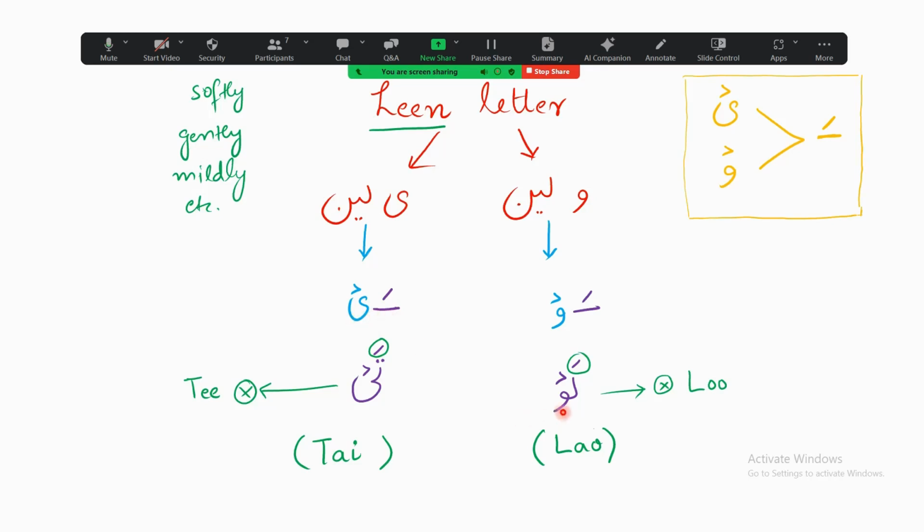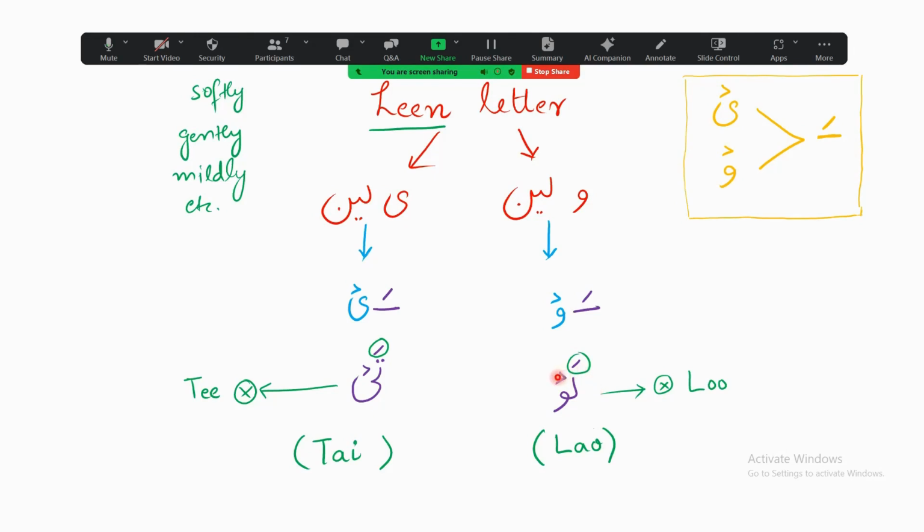Let's see the example here. Law. So here you see a waw sakin, and on the previous letter, lam, there is a fatha. The sound of the lam letter with a fatha is la, and we just simply shift to the waw. You simply join the waw sakin with it in a very soft, easy manner, nothing difficult for you. So we say law.